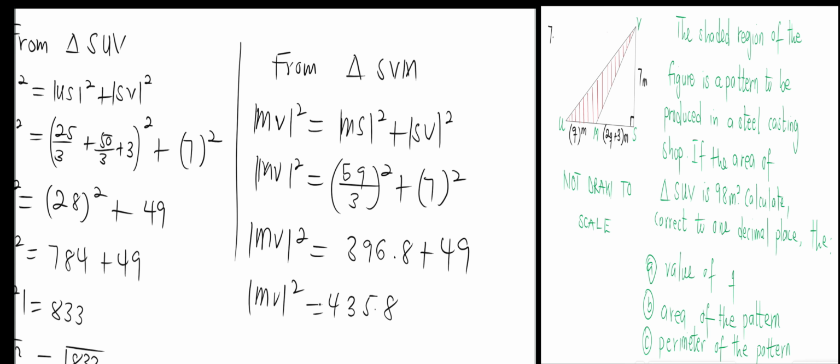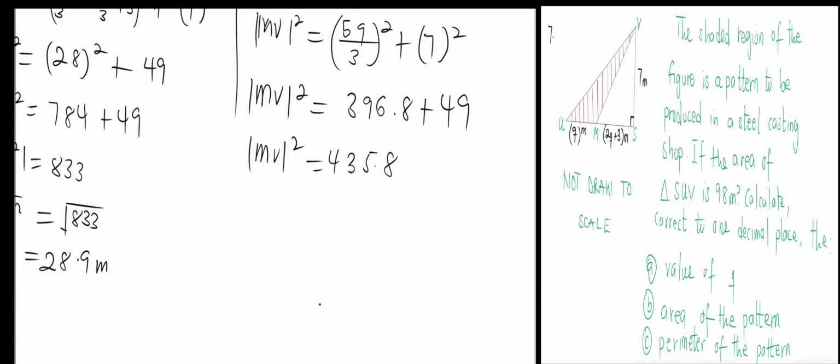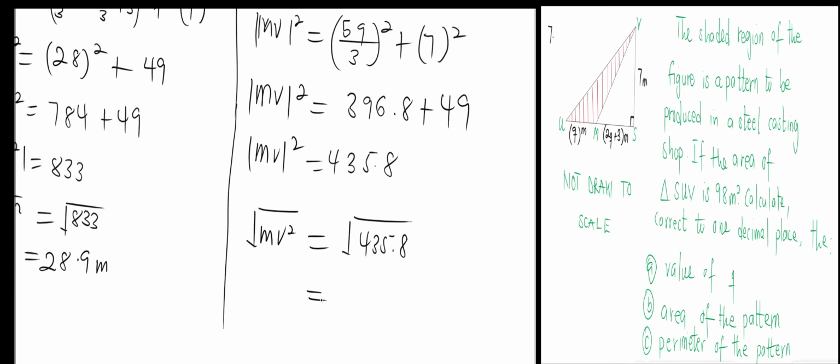So we need to now make MV the subject by taking square root of both sides. So we are going to take square root of both sides. So it's going to be square root of MV squared equal to the square root of 435.8. So when we take square root of the right hand side, we have it to be 20.89. So we can make it 20.9. All right. Then we have here to be MV. So our MV is equal to 20.9 meters.